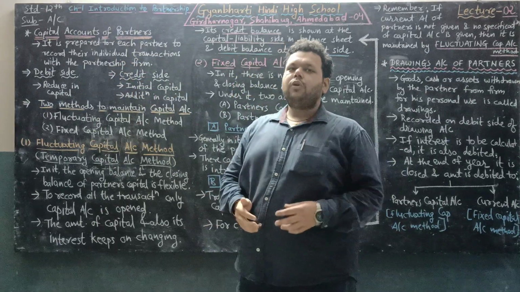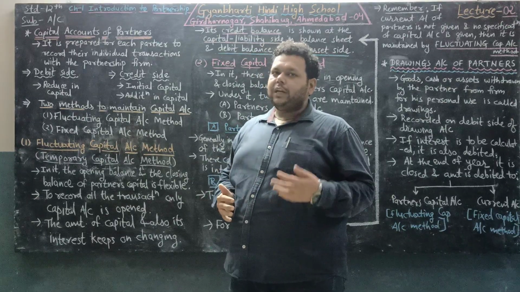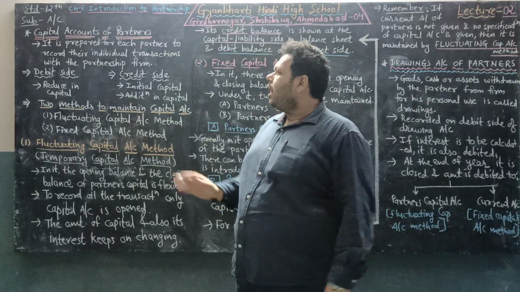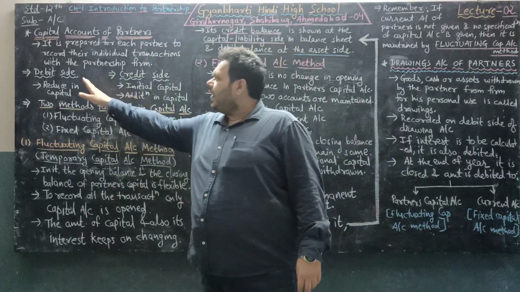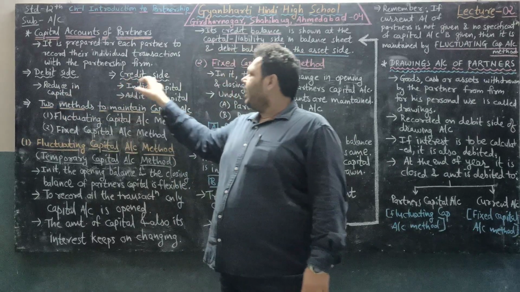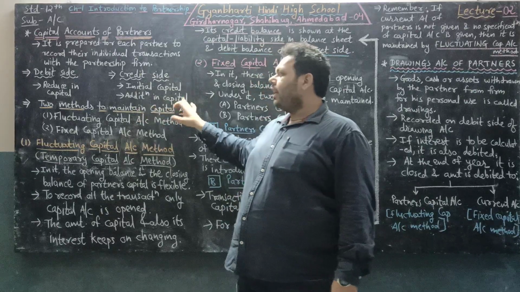As we know, different partners will bring different amounts of capital into the firm, so that will be recorded differently. In the capital account, the debit side will record reduction in capital, and in the credit side we will record initial capital and addition in the capital.